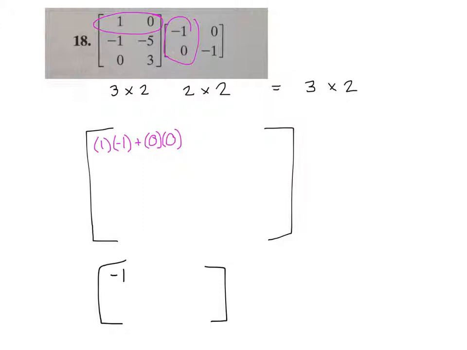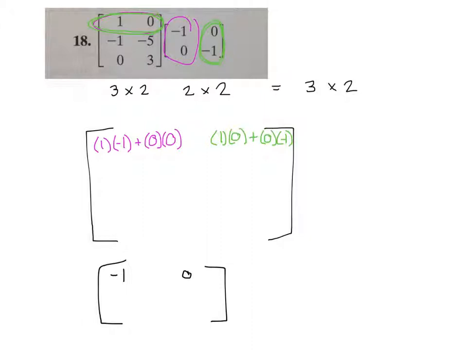Okay, now let's do this one. So that's row 1, column 2. So I take my same row and then I multiply it by the second column. All right, so that'll be 1 times 0 plus 0 times negative 1. Okay, both those have a 0 and they're being multiplied. So what happened? Each thing is 0. 0 plus 0 is 0. All right, next one.